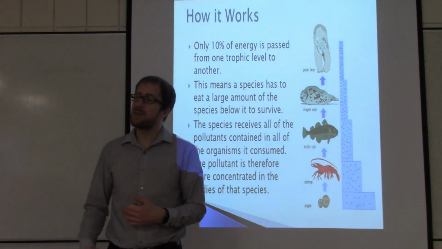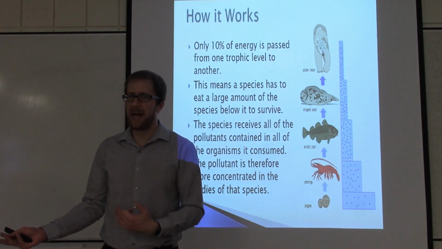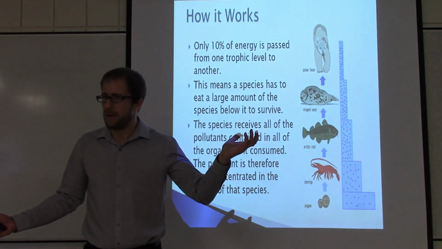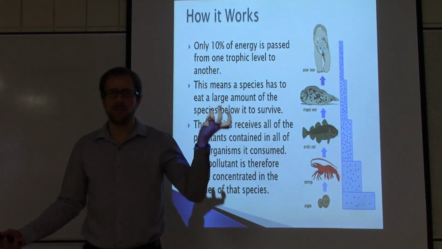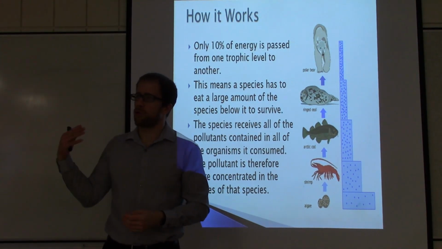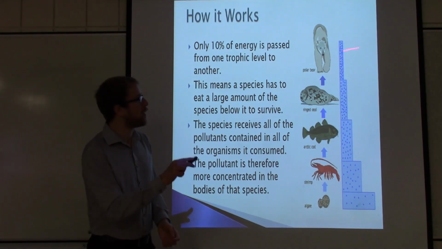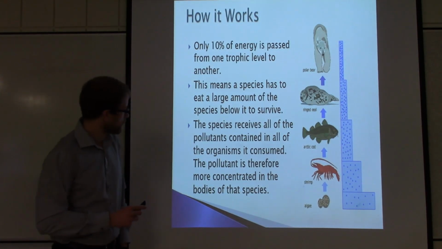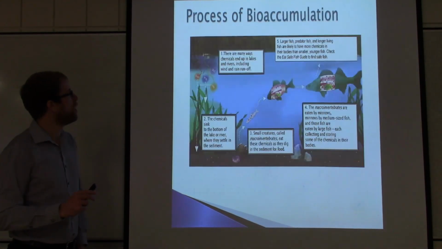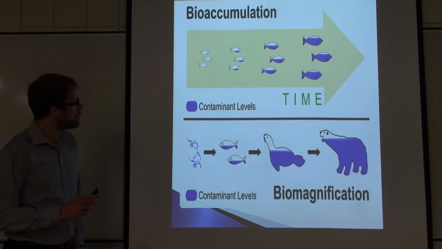Which is why it's way safer, for example, to eat sardines as opposed to marlin or bluefin tuna. Right? These top predators in the ocean, they're going to have much greater concentrations of organic pollutants because they're higher up on the trophic pyramid. So let's look at a quick example here.